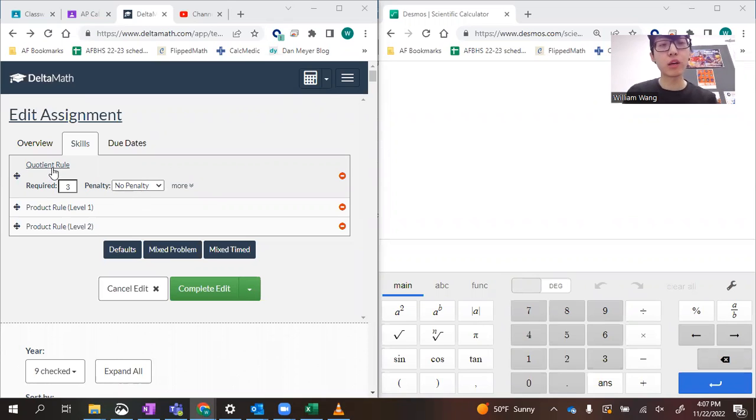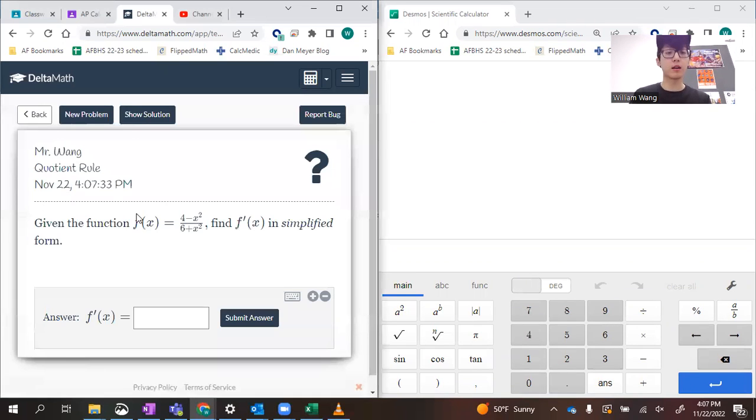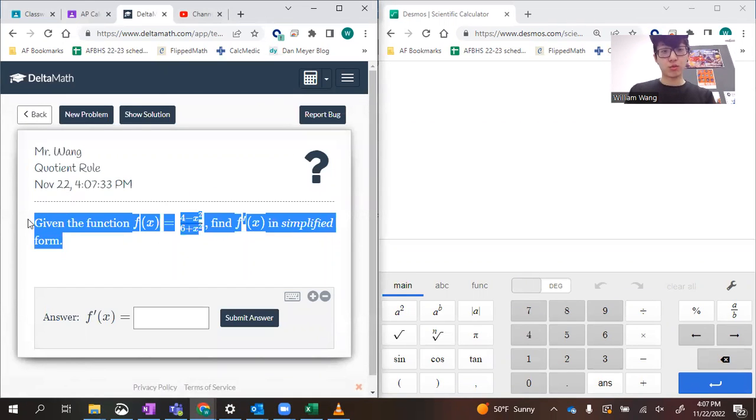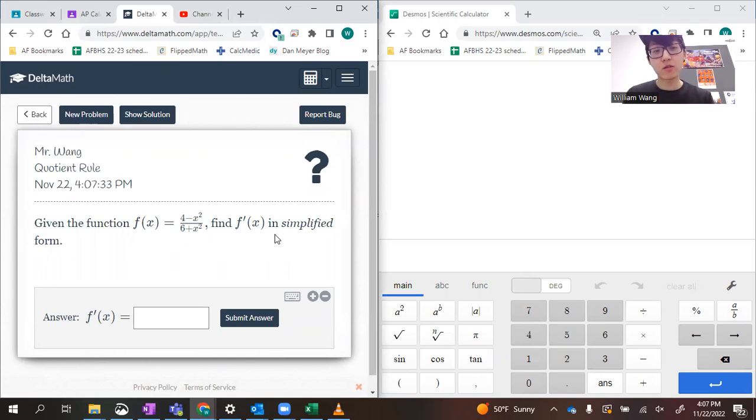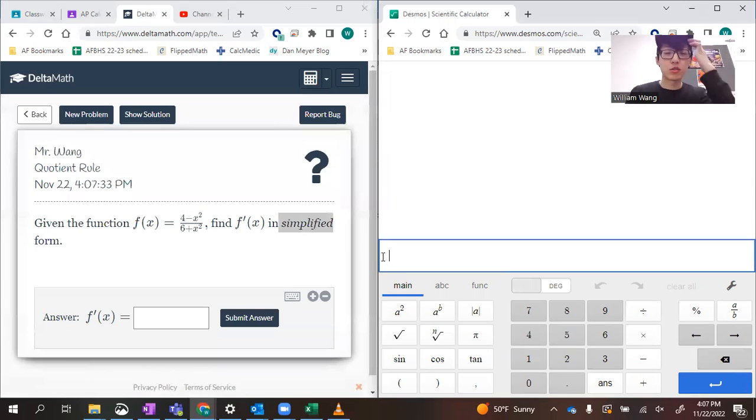So first, we have 3 quotient rule problems. So I'm going to start with that. Now, the issue with these quotient rule problems is I wouldn't even make this video, except they ask for it in simplified form, which is sort of annoying because they don't ask you to do that for the product rule ones. But let's do it regardless.